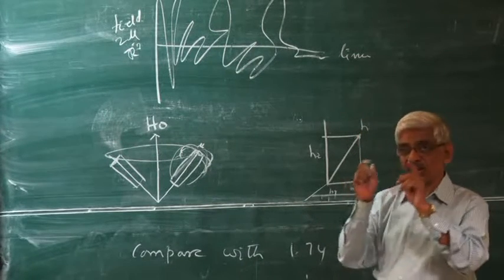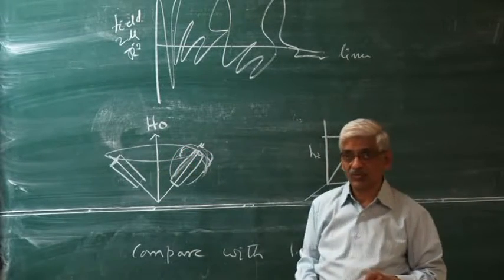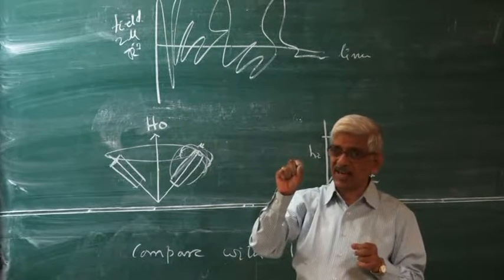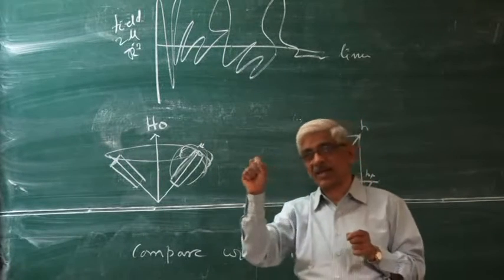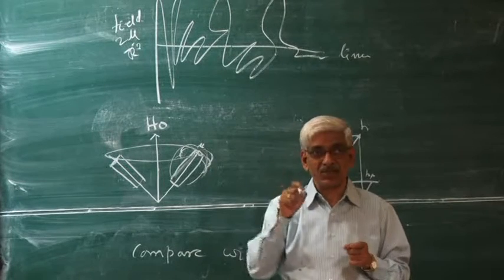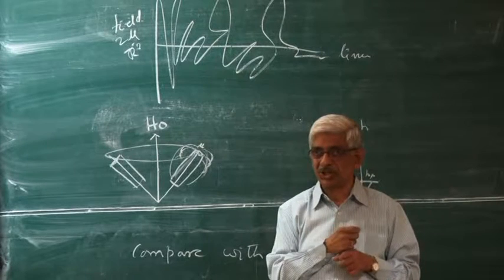Yes. So fluctuating magnetic fields also cause fluctuations in the z-axis. If there is a change in the z-axis, it adds to the B0 value. B0 plus minus delta B0. That means your precessional frequency has changed.